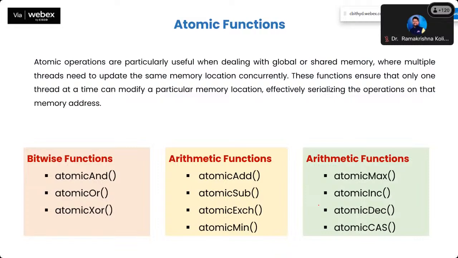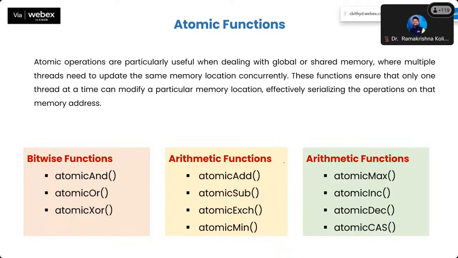Next is the atomic function. If you are coming from a C++ programming background, you must have an idea of what atomic programming is. Atomic programming in a general sense is very helpful whenever I am using global memory and shared memory space, meaning whenever multiple threads are trying to access the same memory space, it creates a race condition. To avoid those race conditions, we have to use the atomic functions, and there are different kinds of functions available. Broadly, you can categorize them into bitwise functions and arithmetic functions.